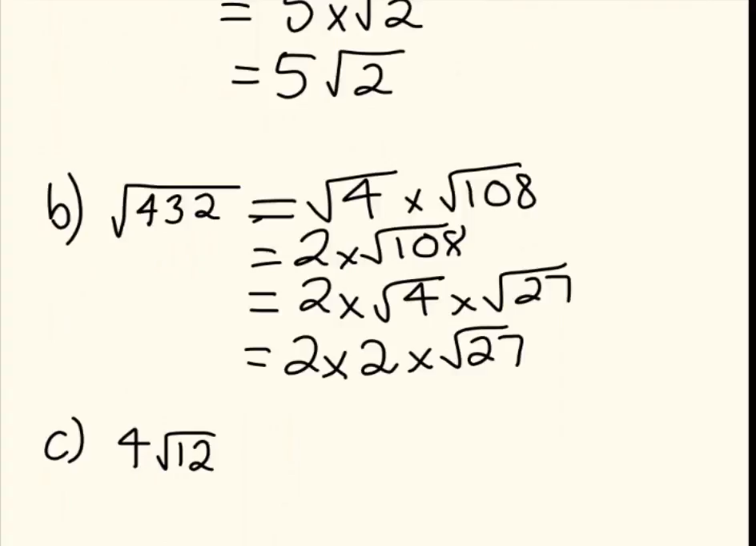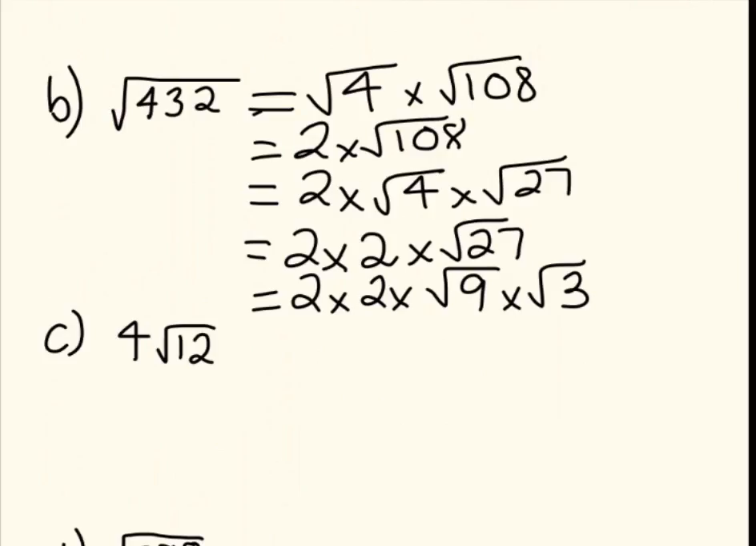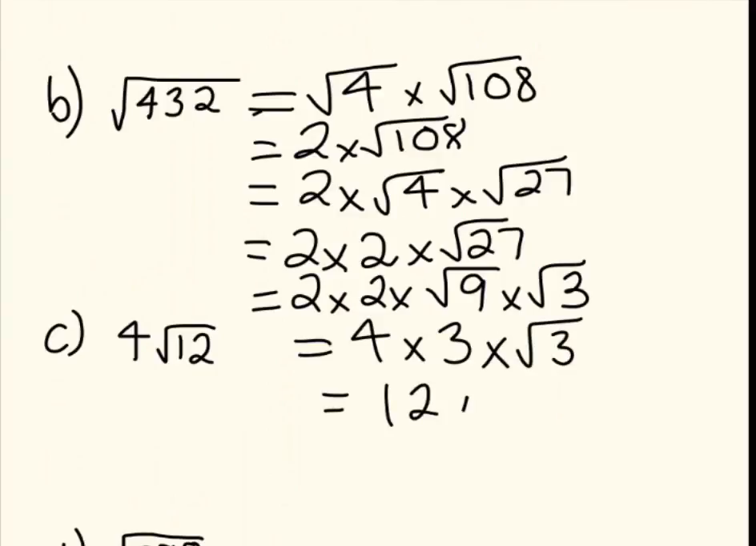The next one, what's 3 squared? 3 squared is 9. So let's check if 9 goes into that, which I'm sure you should know that it does. Gives 3. So we can then write 2 times 2 times square root of 9 times square root of 3. So that would simplify down to 4 times 3 times square root 3, which gives 12 times square root 3, which is just 12 square root 3.